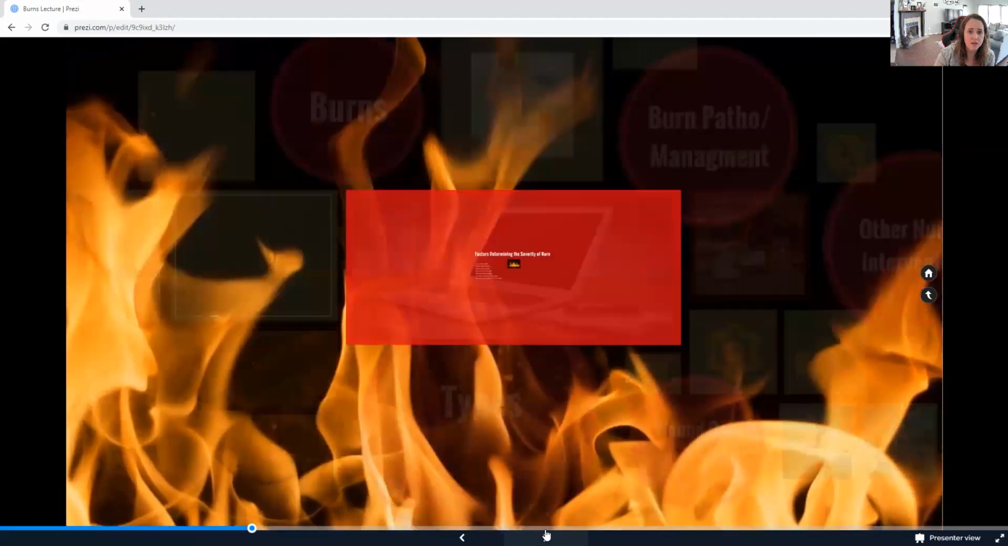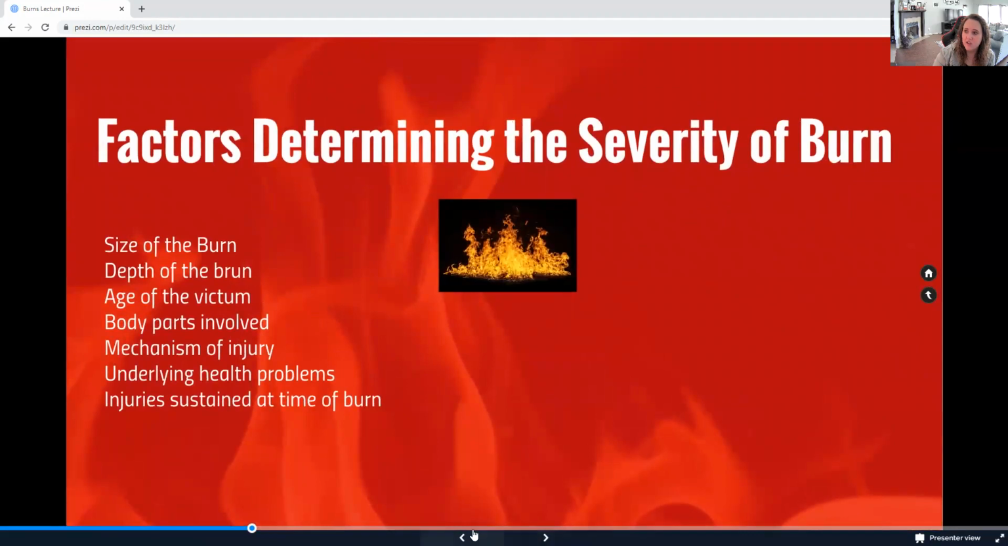Okay. So there are several factors that determine the severity of a burn. The size: how big is it? Is it a little teeny tiny burn, or a big, huge burn that covers a lot of area? The depth of the burn, so how deep down it goes, and I'll show you guys that in just a second. The age of the burn victim: who are our susceptible people? That is our very young and our very old population, right?